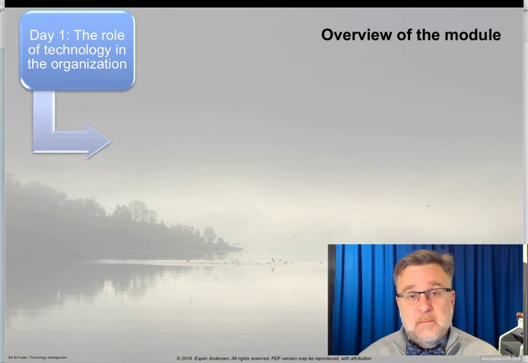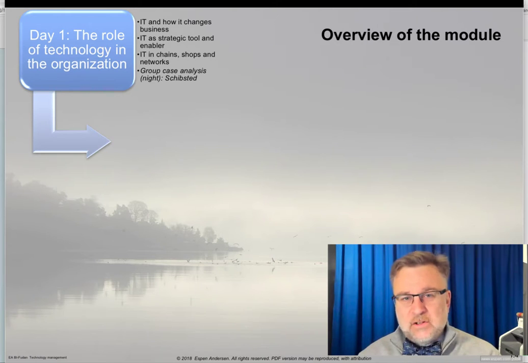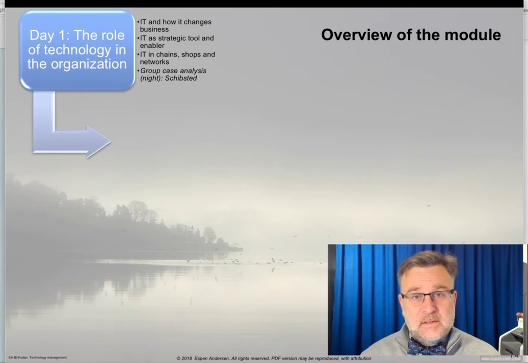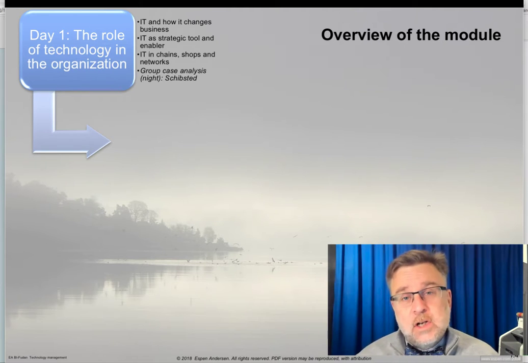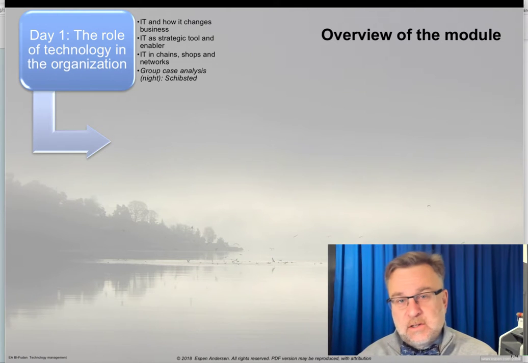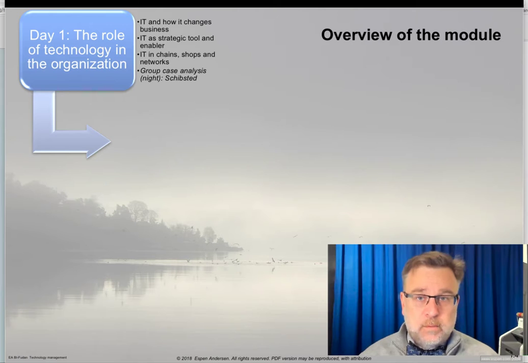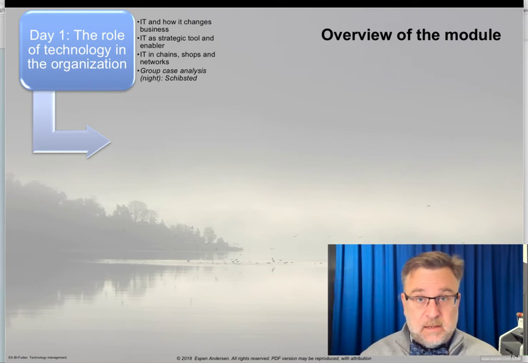So the first day we'll talk about the role of technology in the organization. Information technology in general, it shouldn't just say IT here, and how it changes the business. IT is a strategic tool and enabler, and also we'll use the value chain framework, which you should be familiar with from strategy, to analyze the role of technology in the organization. At night, there will be a case discussion as groups. You will analyze and present cases. I'll get back to how that's done.